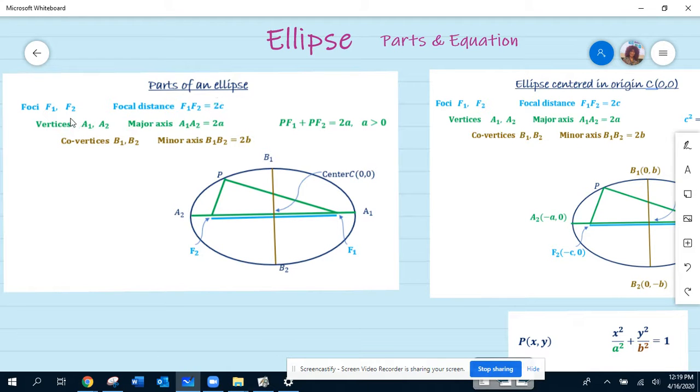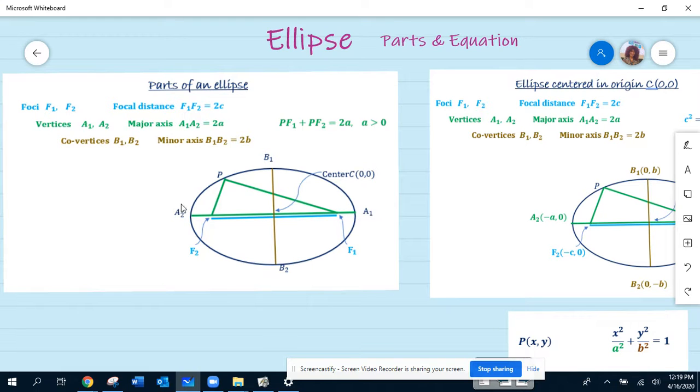Parts of an ellipse. So the two fixed points that are given, F1 and F2, are called foci. The distance between foci equals 2c, it's called focal distance. It's the blue distance. Then do we have also the major axis?